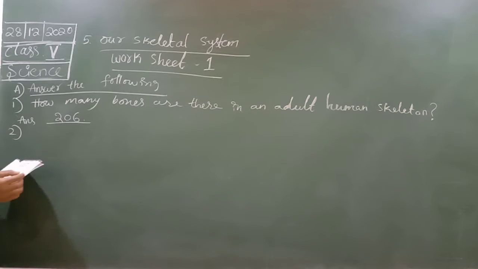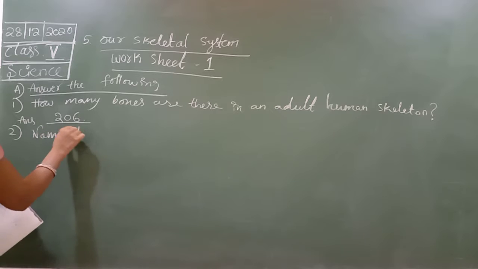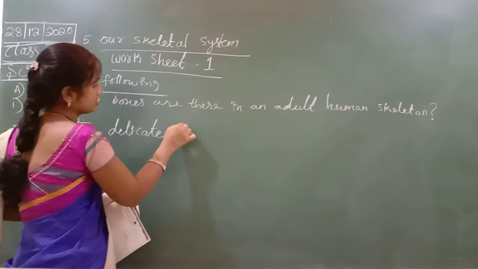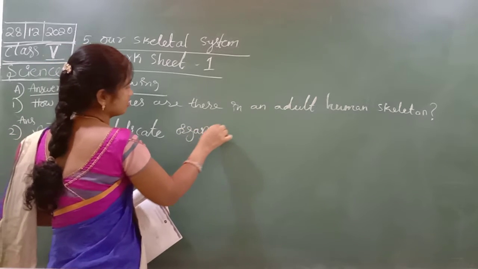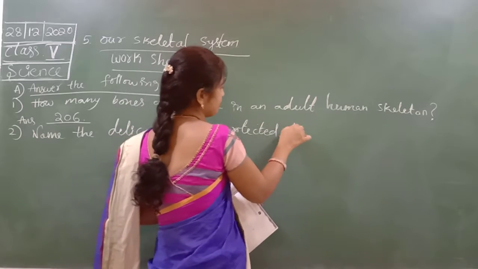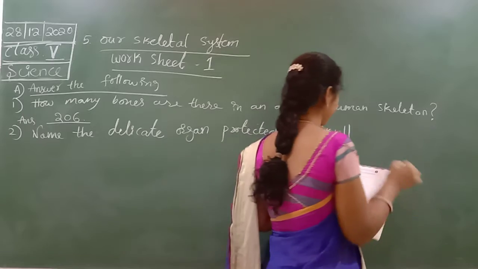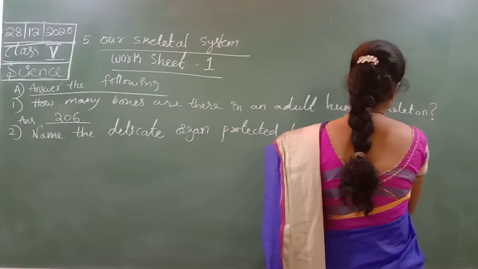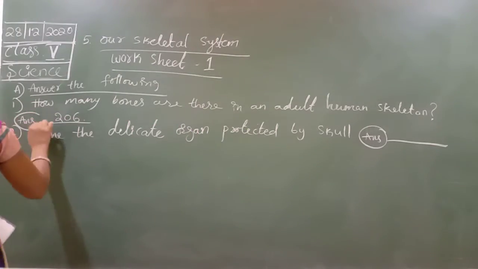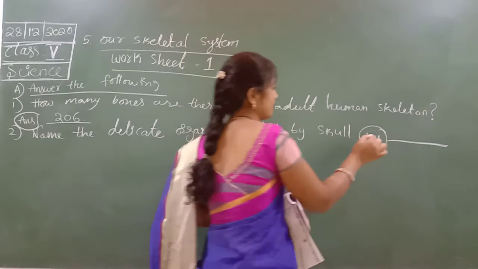Next, second one. Name the delicate organ protected by skull. What is the answer? Brain. Okay, delicate organ, brain.